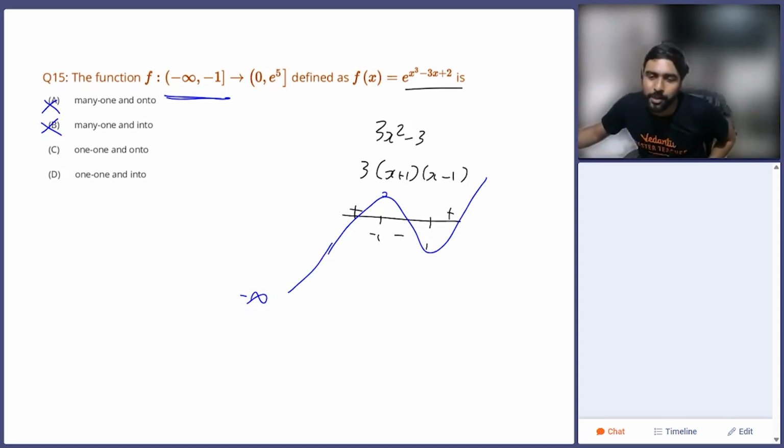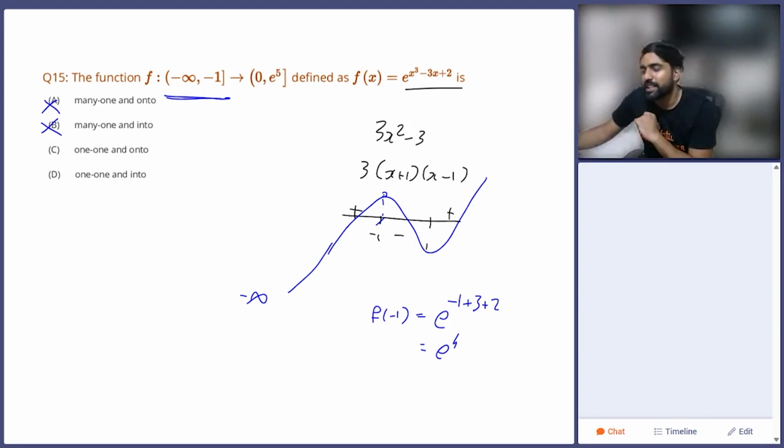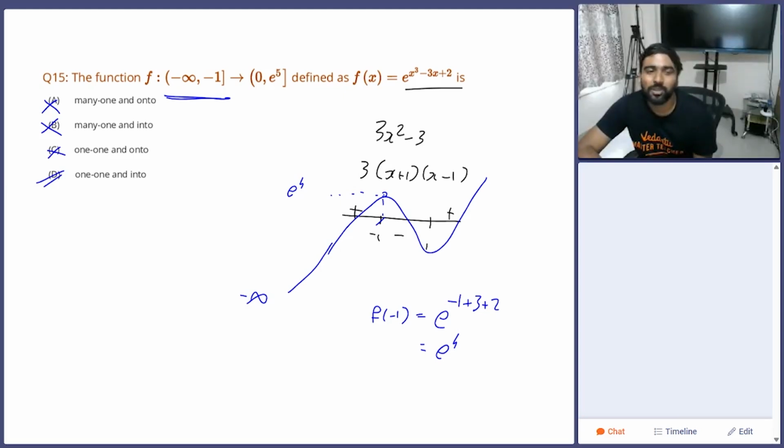Now to check onto or into, I can see it's an always increasing expression. Just find the value at x equal to minus 1. So if I put x equal to minus 1, f of minus 1, what are you getting? You're getting e power minus 1 plus 3 plus 2 over here. Oh, this is coming out as e power 4, meaning it will not reach e power 5. It cannot contain the entire codomain in its range, means it is an into function. It cannot be an onto function.